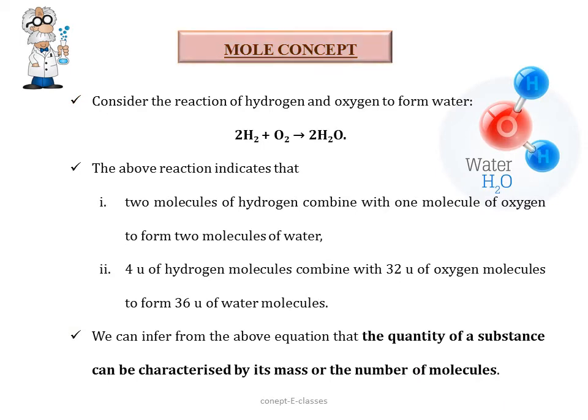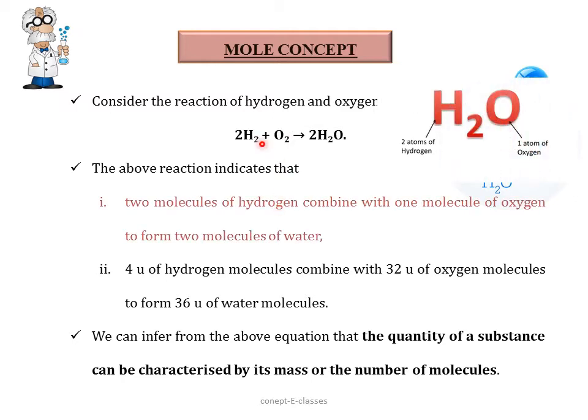Now let's understand the mole concept. So first let's consider the reaction of hydrogen and oxygen to form water. 2H2 plus O2 gives 2H2O. So from this above reaction, what can we understand? 2 molecules of hydrogen combine with 1 molecule of oxygen to form 2 molecules of water.